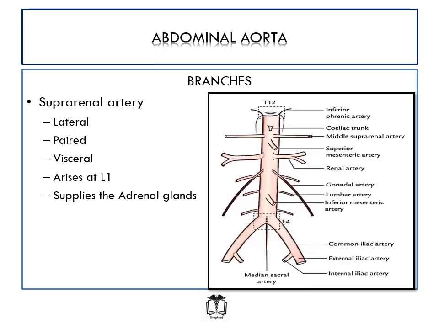So our fourth artery on the list of branches of the abdominal aorta is the suprarenal artery. This is an artery that is lateral in classification. It is paired, meaning it has right and left parts. It supplies visceral structures, and it arises from L1 in terms of the vertebral level, just at the same level with the superior mesenteric artery. In terms of the particular viscera it supplies, it supplies the adrenal gland, also known as the suprarenal gland.